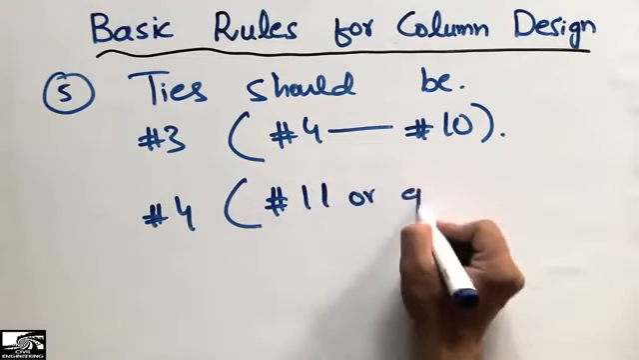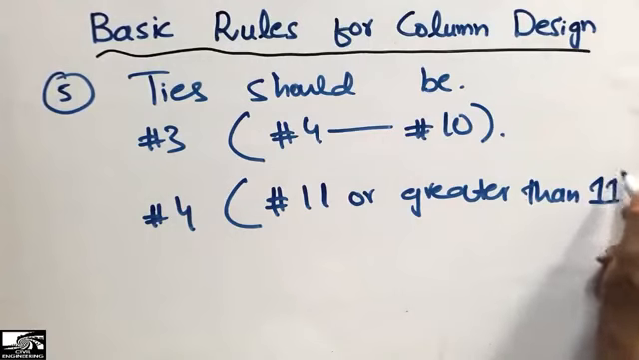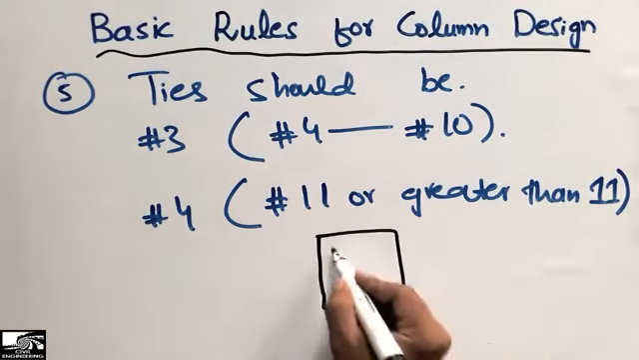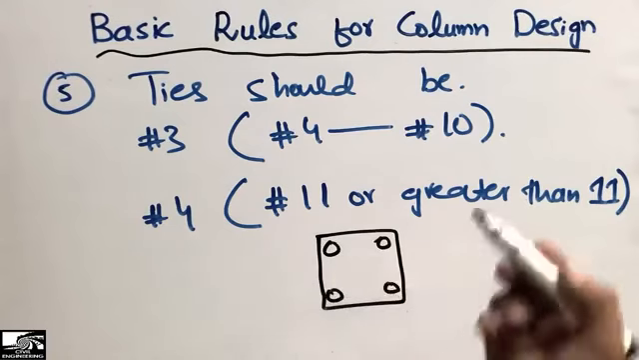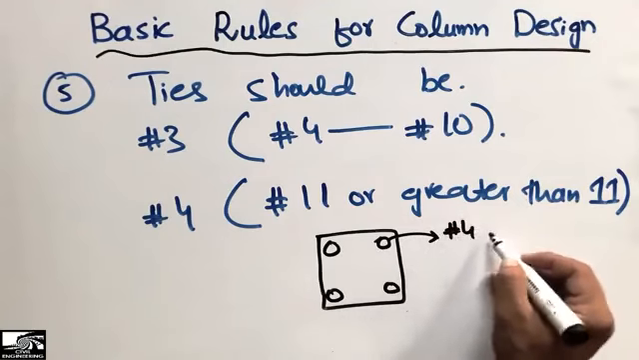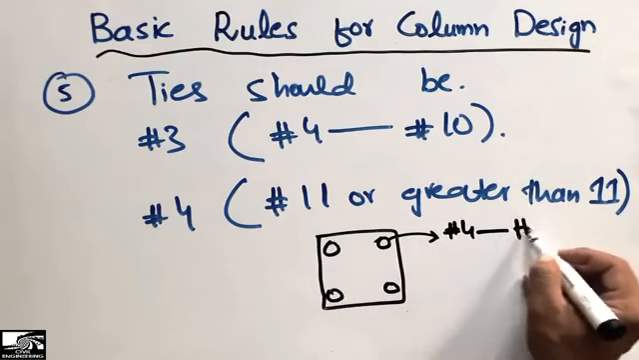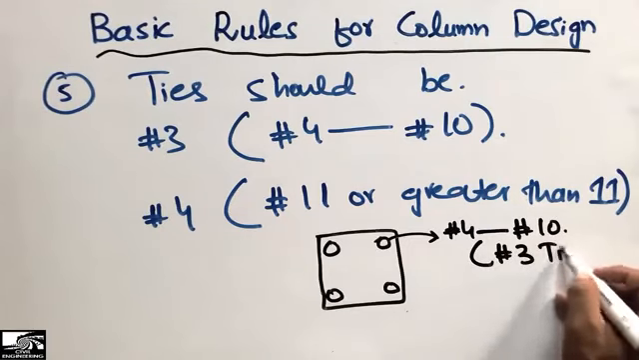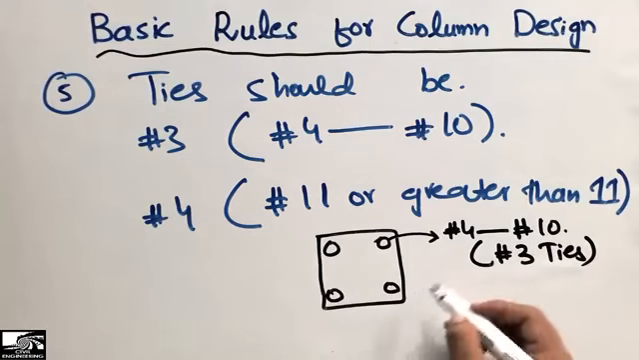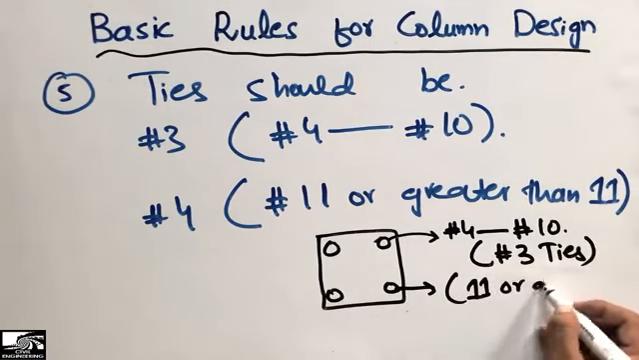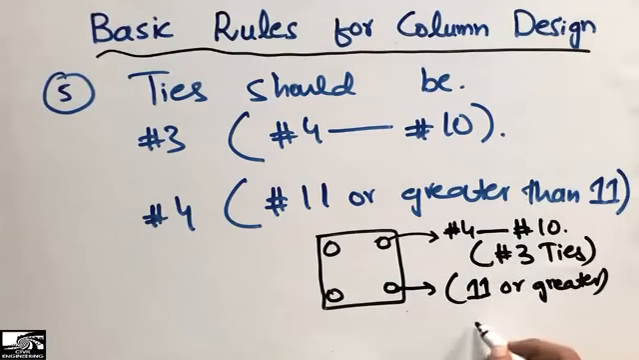It means if this is my column and these are the longitudinal bars, and these longitudinal bars are number 4 bar or greater than number 4 and up to number 10 bar, so we should provide the number 3 bar as the tie bar. But if this longitudinal bar is number 11 bar or greater than number 11, so we should provide the ties as number 4 bar.